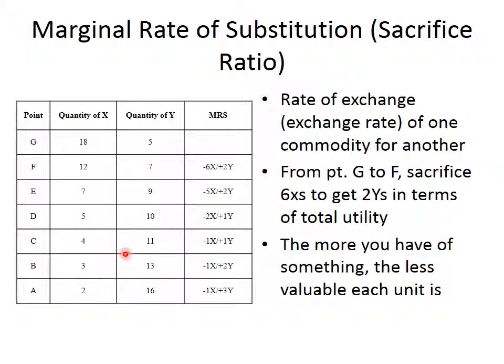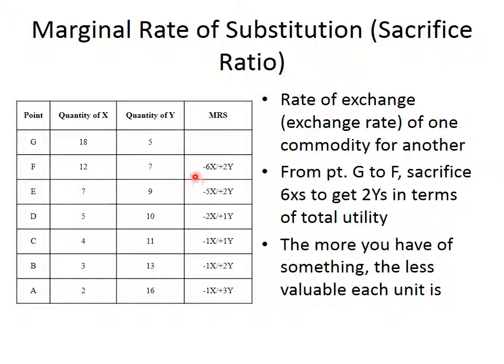Okay? Why is this? Well, it's something that I mentioned before. The more I have of something, the less valuable each of those things is. So when I'm sitting here with a whole bunch of X's, 18, and not very many Y's, only 5, the Y's are much more valuable to me than are the X's. I therefore am willing to sacrifice 6 of these X's to gain only 2 Y's. And that will continue, okay?